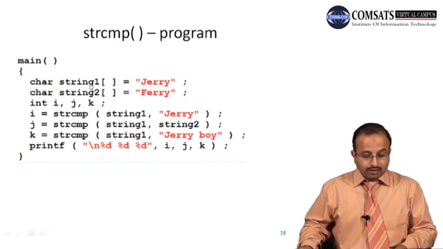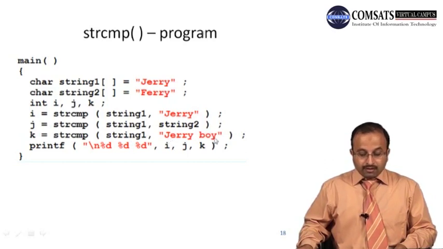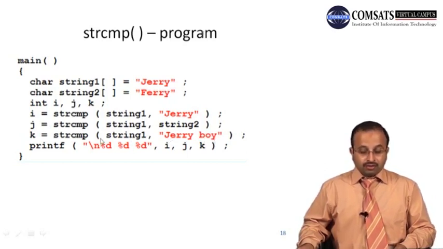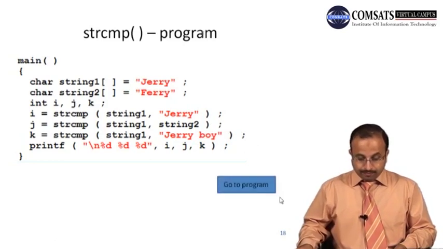So this is a program. You see you have string 1, that is Jerry, string 2 Ferry. Okay, so now what is the value of I, J, K? So J and F, the difference of ASCII value. Here it returns 0 because string 1 is Jerry and this is a string constant Jerry, so it returns 0 over here. String 1 and string 2, it returns non-zero value over here, and string 1 and Jerry boy, here it returns again non-zero value.